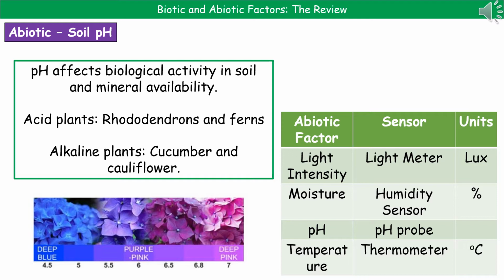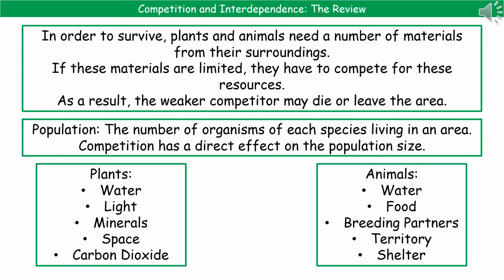And if we want to know the temperature, it's a thermometer. The last thing we're going to consider is competition and interdependence. So we know that in order to survive, both plants and animals need a number of materials from their surroundings. And if those materials are limited, then they have to compete for them. So what we find as a result of that is the weaker competitor may die or leave the area.